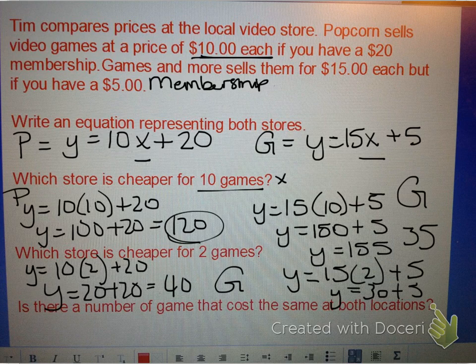So something happens between 2 and 10 games in which games and more becomes more expensive than popcorn. With 2 games, games and more is less expensive. At 10 games, games and more is more expensive. So that means there has to be a place where they are the same.